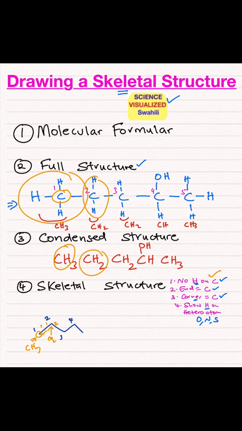But when you look at carbon number 4, it has an OH group. So we need to show that. Remember, we have to show hydrogens on heteroatoms like oxygen. So in that case, on carbon number 4, remember this is 5. So on number 4, we will show oxygen and hydrogen. And that will be the skeletal structure.